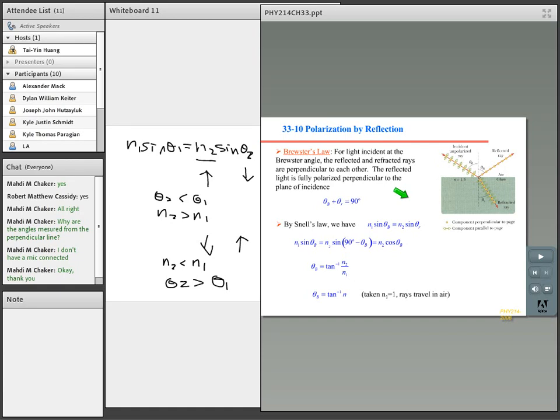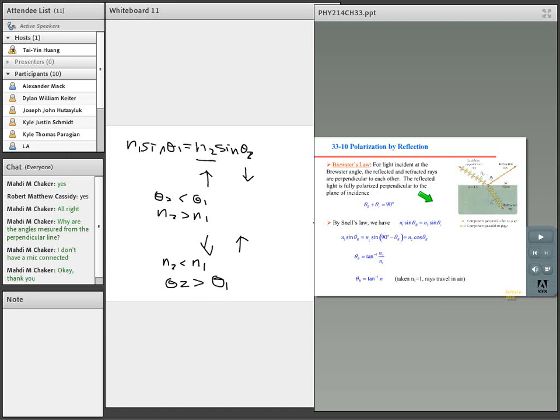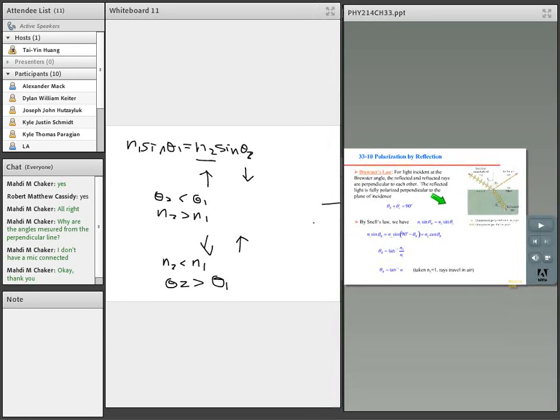Now let's look at this case. Let's say you have a different light ray, what's going to happen? If you look at the stuff here, let's see, if we look at the color.